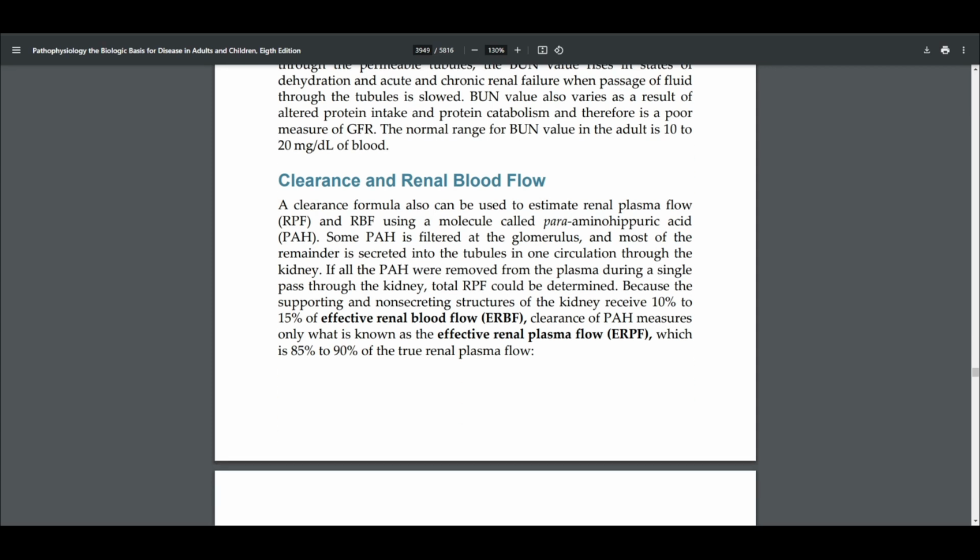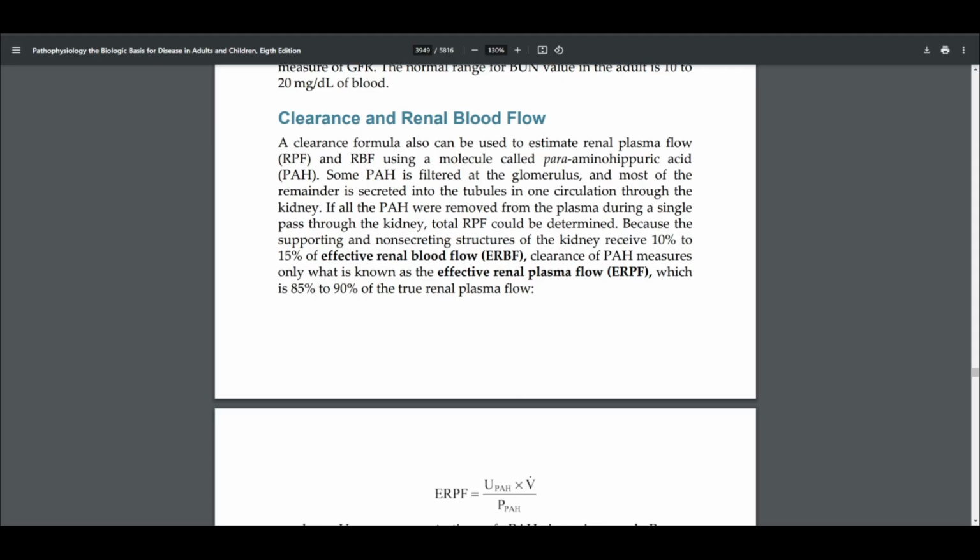Your clearance and renal blood flow. The clearance formula also can be used to estimate renal plasma flow, your RPF and RBF, using the molecule called para-aminohippuric acid, or PAH. Some PAH is filtered at the glomerulus, and most of the remainder is secreted into the tubules in one circulation through the kidneys.